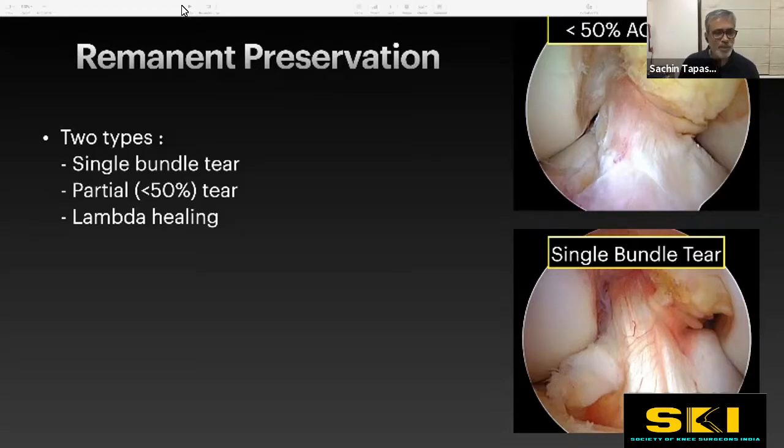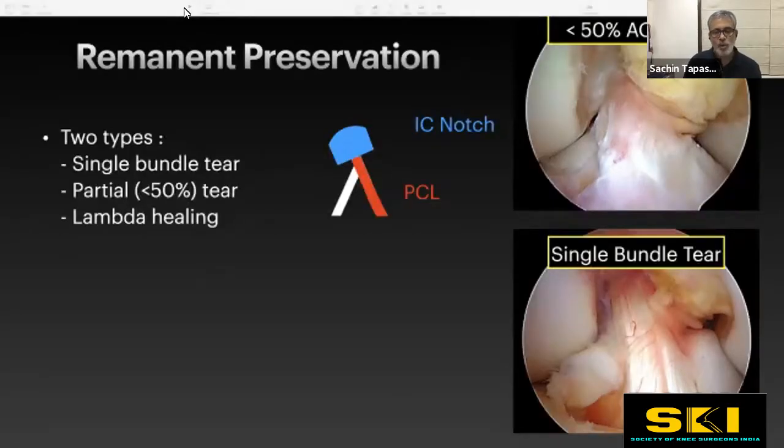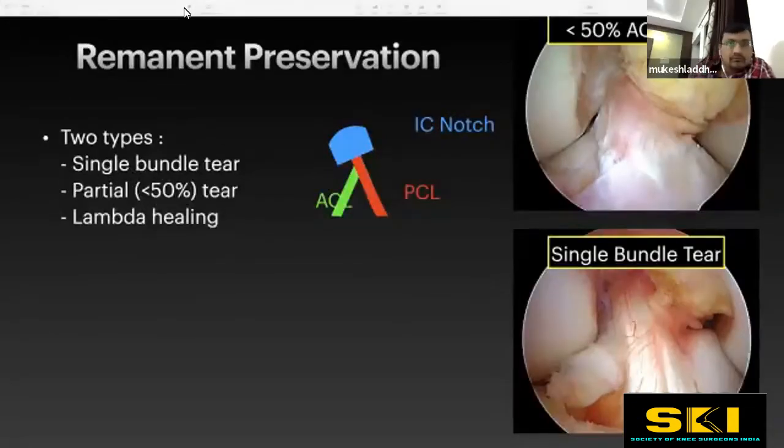The third type, which can sometimes mimic a partial tear, is what is called lambda healing. Lambda is a Greek symbol, for the benefit of the other attendees. Essentially, the roof of the lambda is the intercondylar notch, the intact PCL is the other limb, and the torn ACL goes and sticks to the PCL. This is what gives rise to lambda healing in these particular individuals.